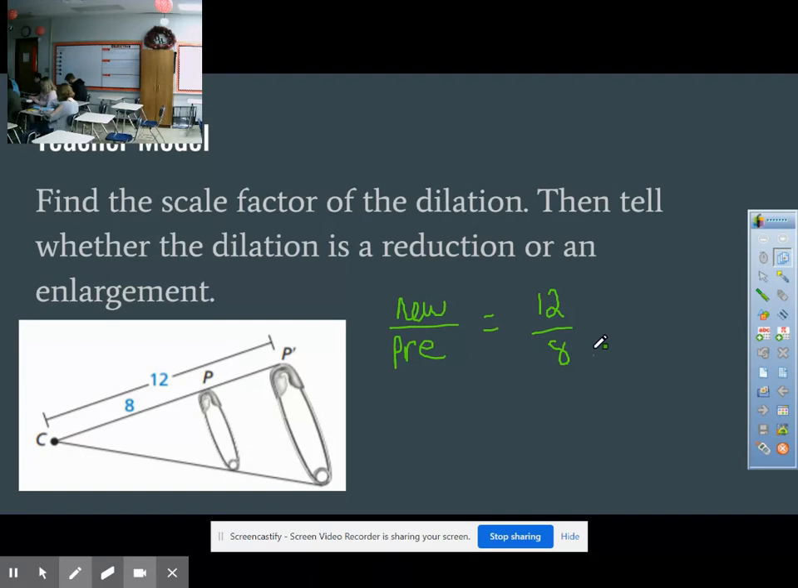And then you can reduce that or divide that. You can do 12 divided by 8. What's that? Like 8, 9, 10, 11, 1.5? Will someone check that for me? Do 12 divided by 8, see if it's 1.5.